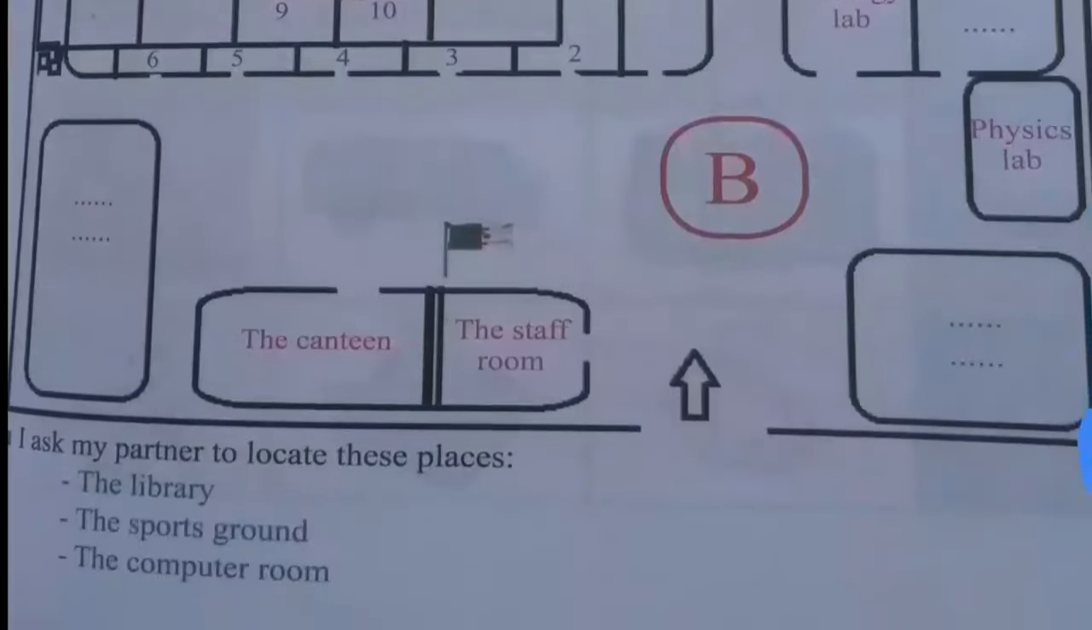لاحظوا أحبائي أنه عند طرح السؤال عن الموقع نستخدم اسم الاستفهام where، أين، ثم نستعمل الفعل المساعد is، ثم المكان الذي نسأل عنه، مثلا: classroom number 7, staff room, physics lab, library, sports ground, computer room. ونضع نقطة الاستفهام في نهاية الجملة.